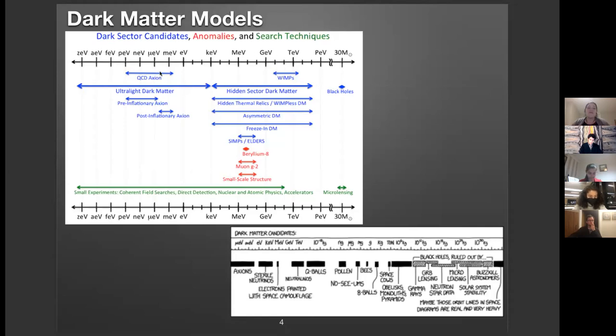Now, again, if you want to poke fun at all of the different options theorists can come up with, XKCD has beat you to it. And, you know, some of my favorite options are bees and space cows, of course.